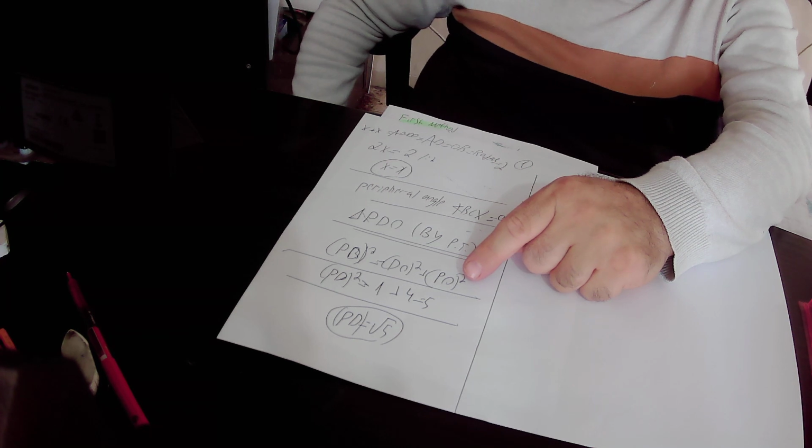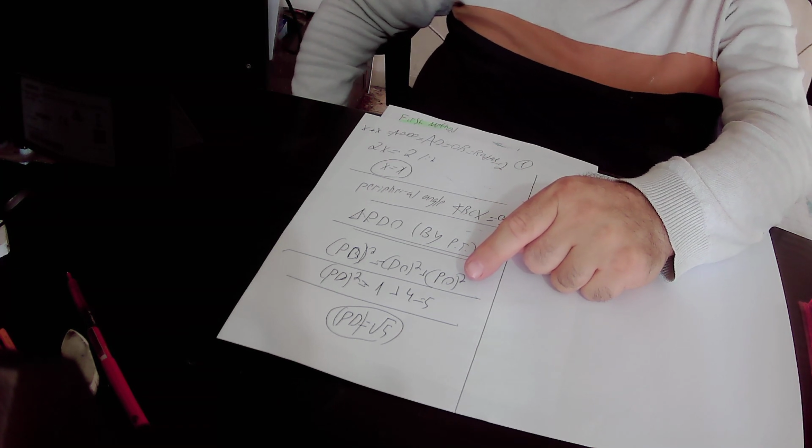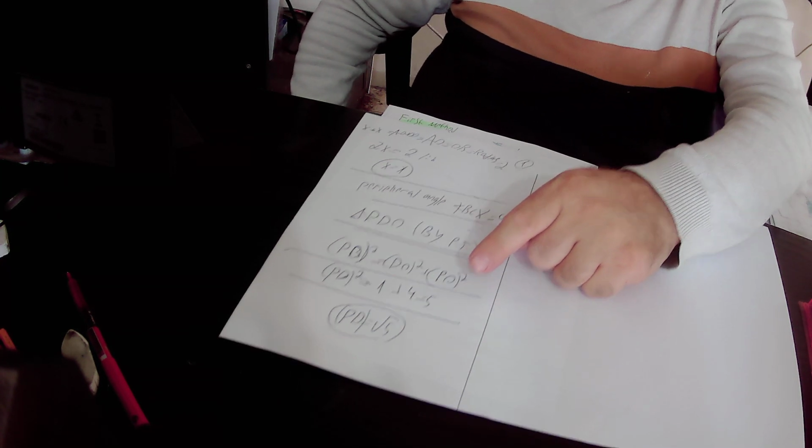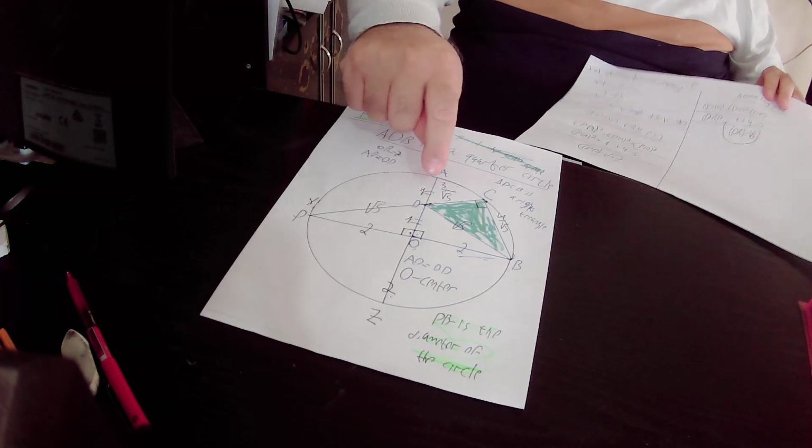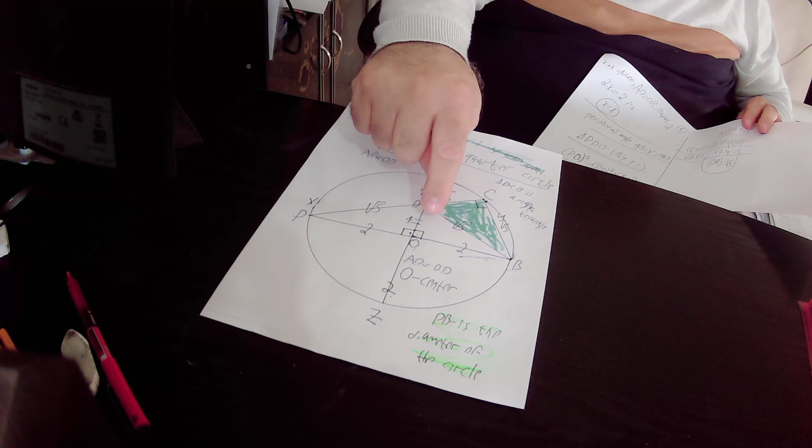So in conclusion, PD square equals 1 plus 4, that is 5. We took out all of this equation and found out that PD equals the square root of 5 units. Then we implemented the Pythagoras theorem on the right triangle, triangle DOB.